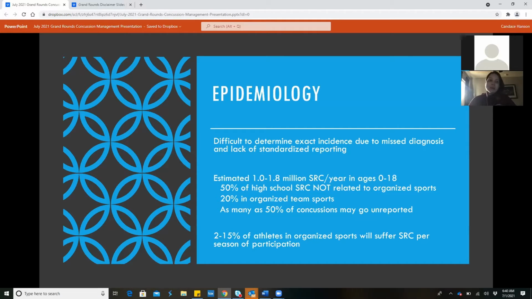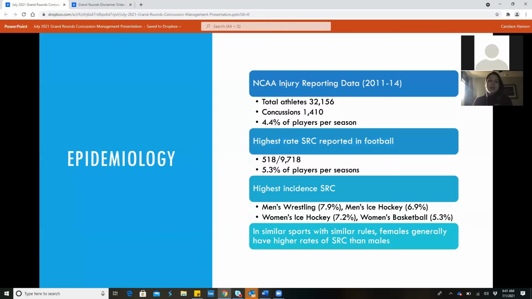50% of high school sport-related concussions are not related to organized sports. Only 20% occur in organized team sports. And as many as 50% of concussions may go unreported. 2 to 15% of athletes in organized sports will suffer a sport-related concussion per season of participation. So it is definitely a pretty prevalent injury occurring across most sports. Of course, differences depending on particular sport characteristics.